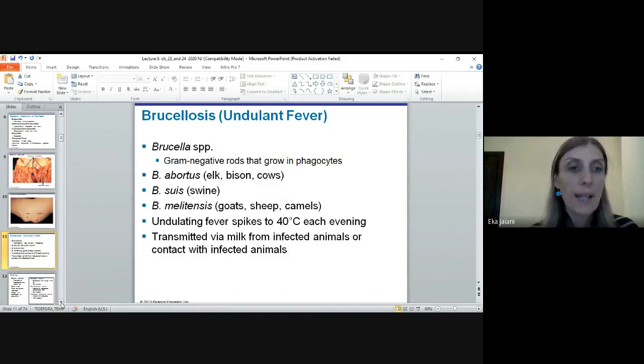So Brucella is the guy. It is also a nasty guy, not very common nowadays, I would say, but it can be easily spread if we drink unpasteurized milk. Brucella infects animals. This is a zoonotic bacteria, and in different animals we see different Brucella species. Brucella abortus in elk, bison, cows, suis in swine, melitensis in goats, sheep, camels.